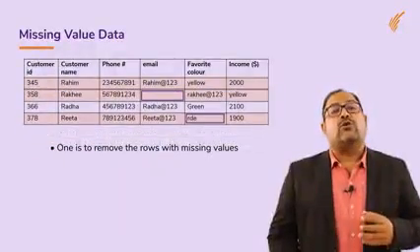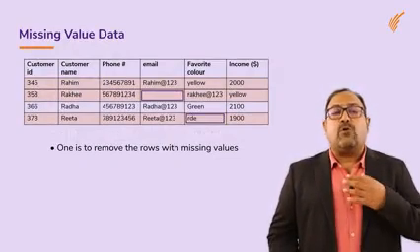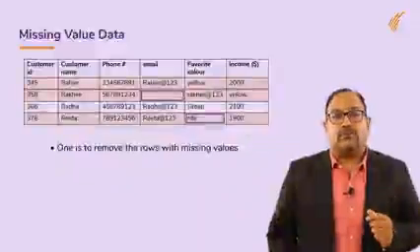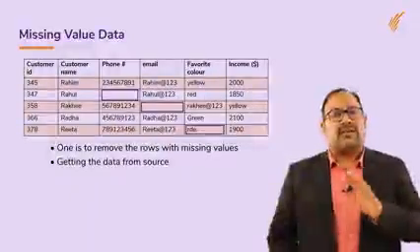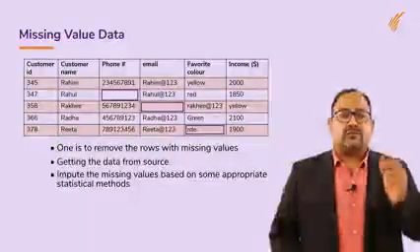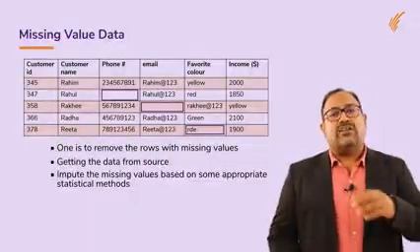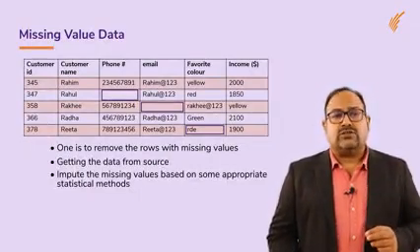But sometimes you cannot do it because your data size is so limited that you cannot keep on removing rows. That doesn't help you. Then the other approach is to look at the source and figure out, is it something I'm missing and I can get those data points, those data values, so that my data set looks complete? If that is also not possible, then the third approach is to replace those values by some numerical values, provided those data points are numerical in nature. So you can replace it by the mean or the median of those data points.